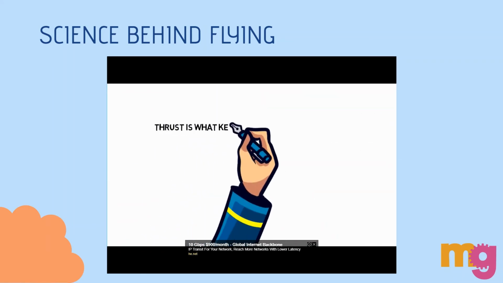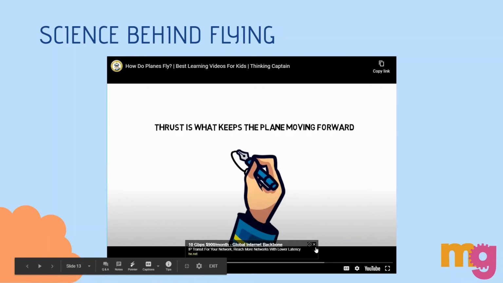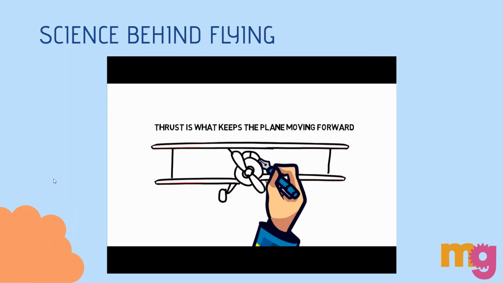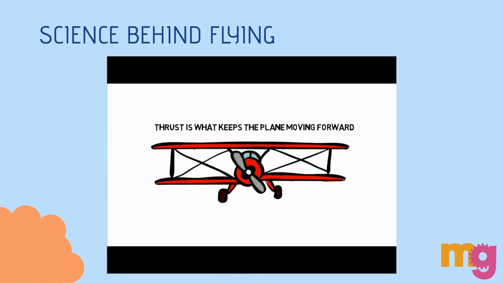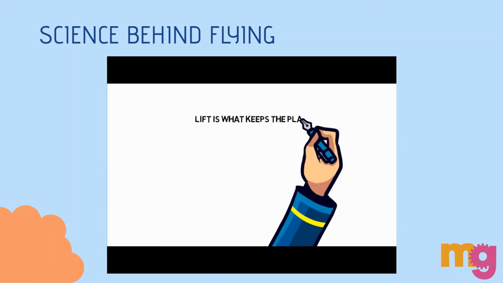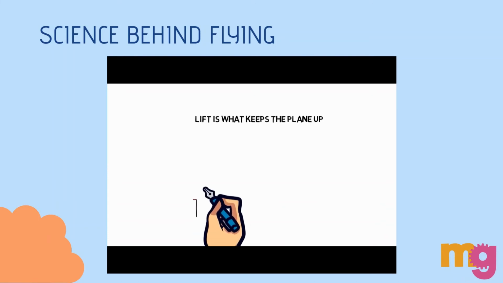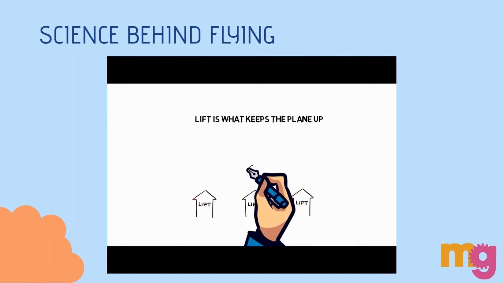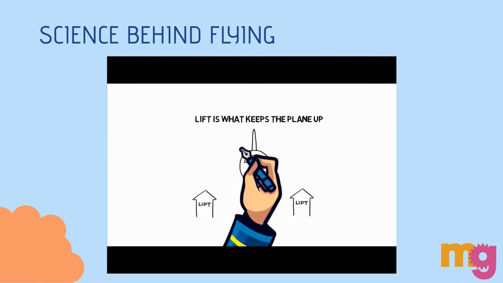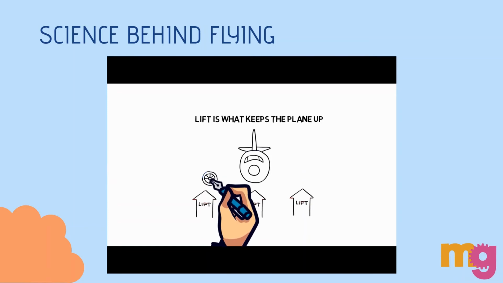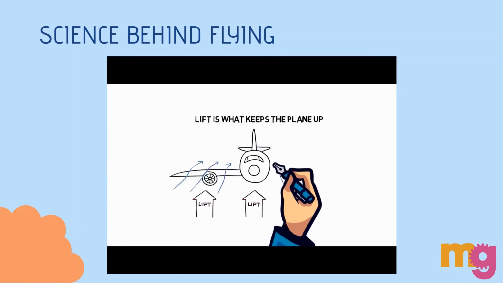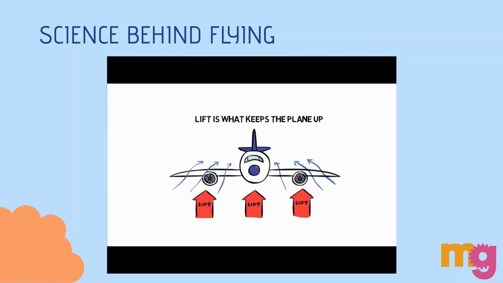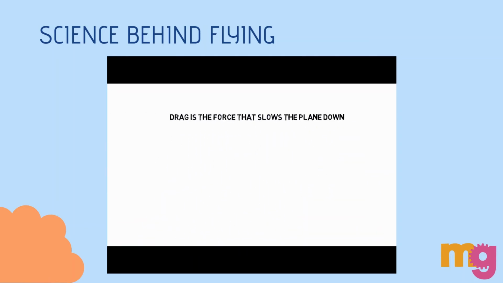Thrust is what keeps the plane moving forward. Depending on the plane, there are different methods to produce thrust. A jet will use its jet engine, while other planes, such as a crop duster, will use a propeller. Lift is what keeps the plane up, and is one of the reasons why a plane has wings shaped the way they are. Many planes' wings are curved at the top and smoother at the bottom. This allows the air passing over the wing to move faster, which decreases the air pressure. Since the air pressure above the wing is lower than the air pressure below the wing, it causes the plane to lift. Drag is the force that slows the plane down.